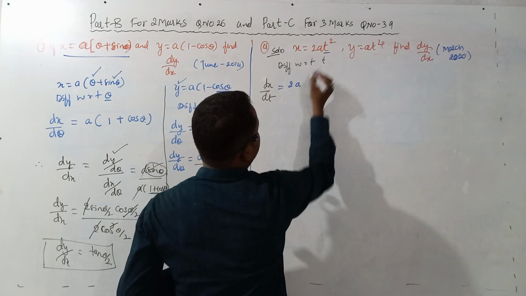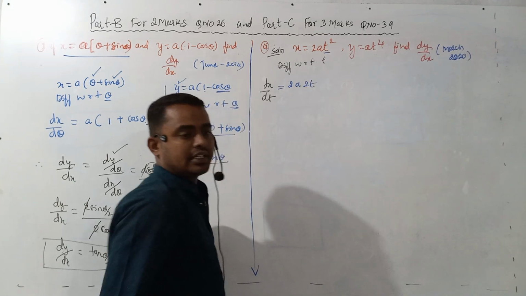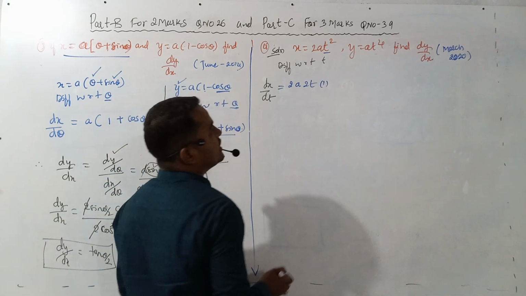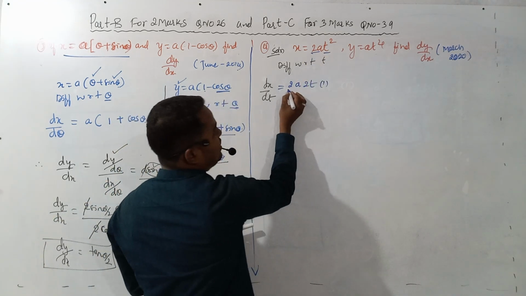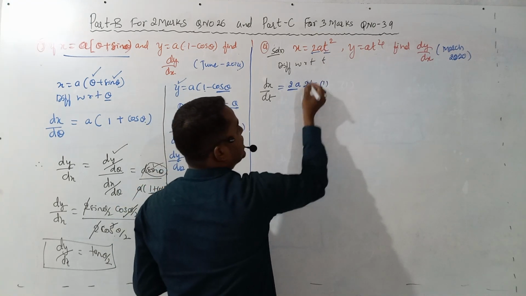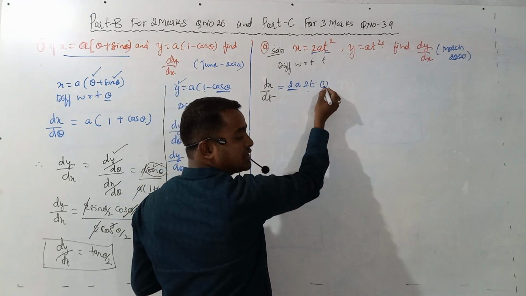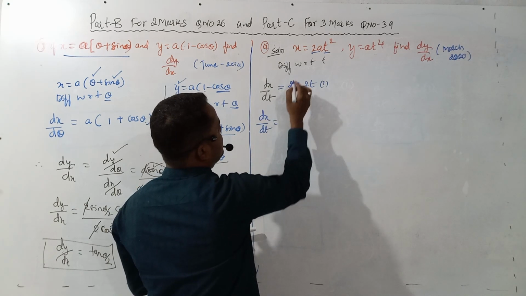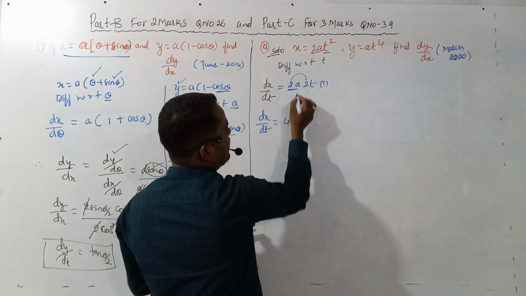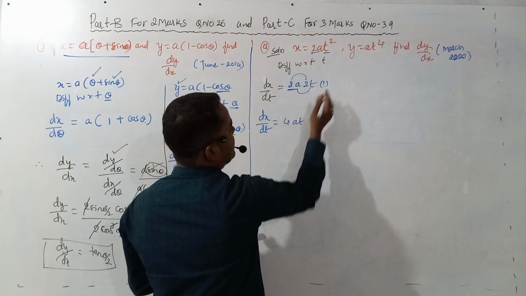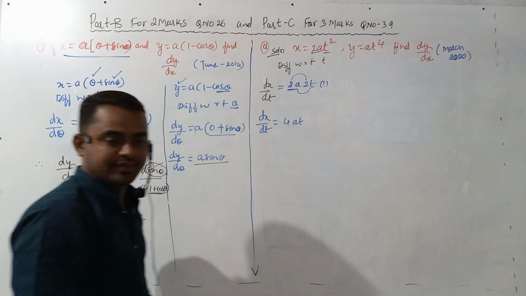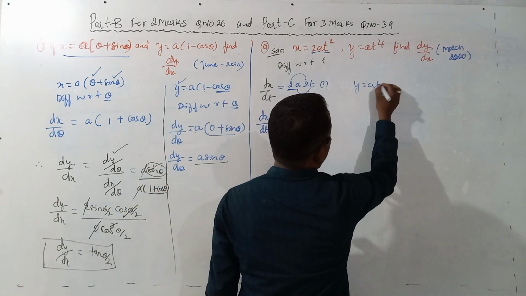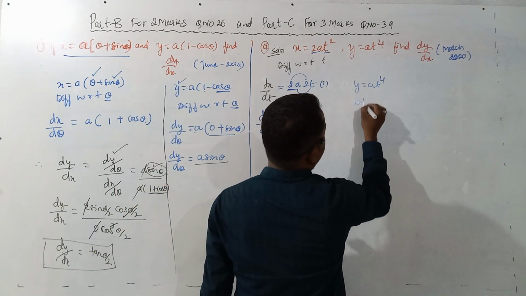2a, derivative of t square is 2t. Derivative of t square is what? 2t. See here, this 2a is constant. Keep constant as it is. Derivative of t square is 2t. Then dx by dt is equal to 2 2s are 4, a into t, that is 4at. Yes. Now y is equal to at to the power 4. Now differentiate with respect to t.